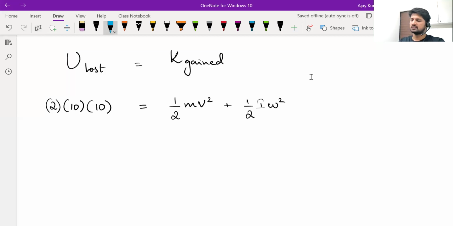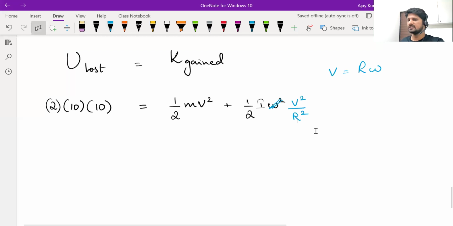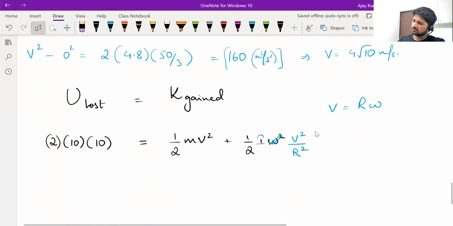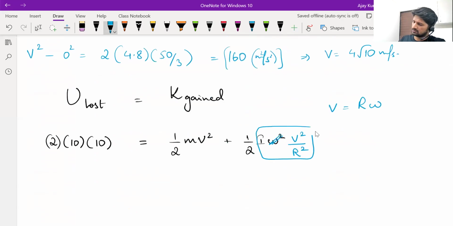You have to use the condition for pure rolling. V will be equal to r omega, means omega is v by r. So omega square becomes v square by r square. You can use that because it is v that you wanted to calculate. Convert omega to v terms. Now I is mr square by 4. So I by r square will be m by 4. So this whole thing, keeping the half as it is, can be written as m by 4 v square. And then you solve it, you will get the same answer for speed.